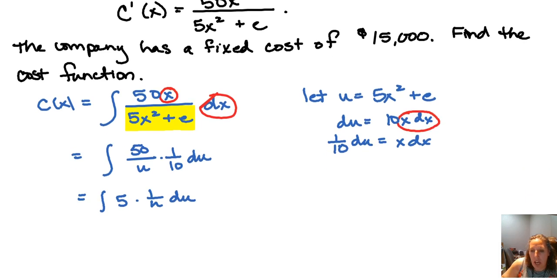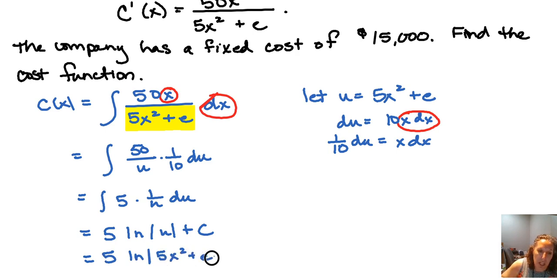When we integrate that with respect to u, that's the derivative of the natural log. So going backwards, we're going to get the natural log of the absolute value of u plus c. And then we need to go back in terms of our x's, and so we get 5 times the natural log of 5x squared plus e inside the absolute value, and then we have our plus c on the outside.